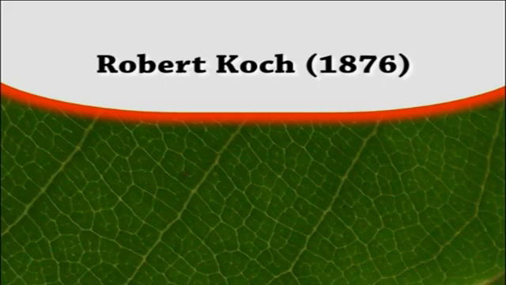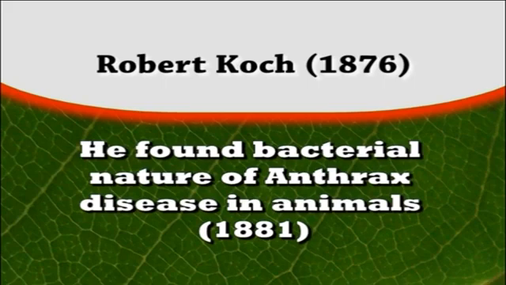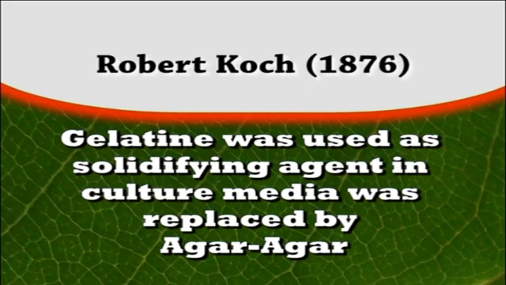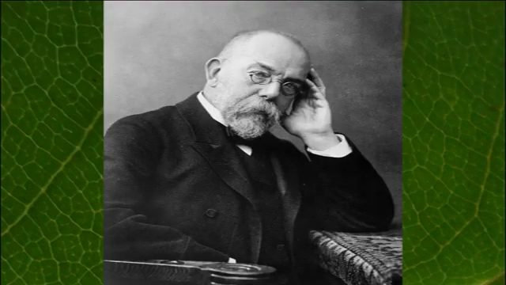Next is Robert Koch, 1876. He found the bacterial nature of anthrax disease in animals in 1881. Gelatin was used as a solidifying agent in culture media, and it was replaced by agar-agar. He described the theory called Koch's postulates.